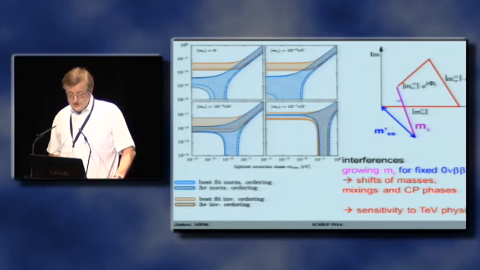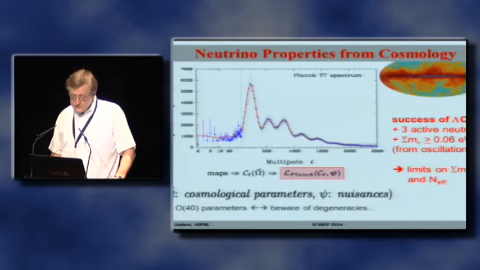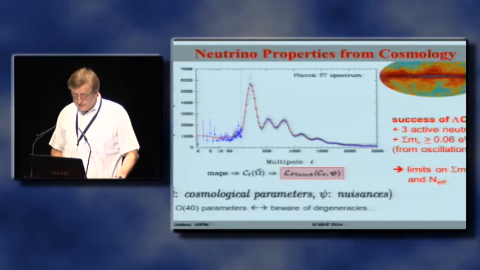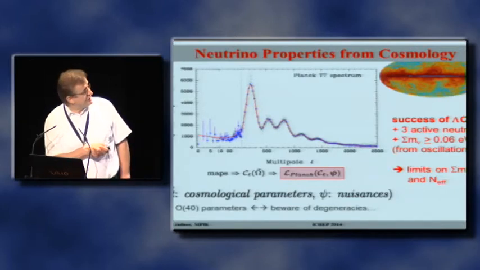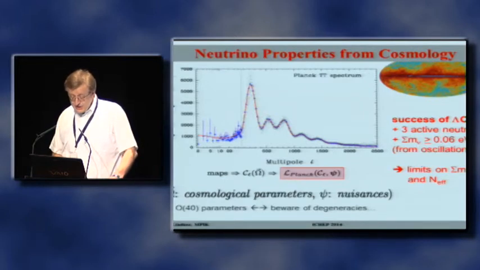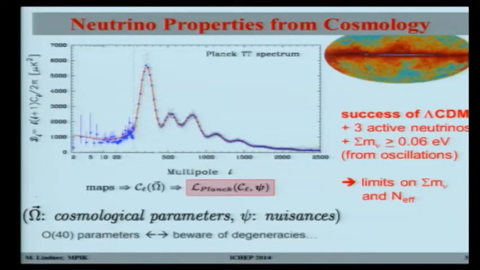I have only a few minutes left, but there's more physics to say. I want to spend the rest of the time on neutrino masses and properties from cosmology. We have all seen these very spectacular CMB maps from WMAP and Planck. They can be put in this kind of chart where you show the power spectrum as a function of the multipole L, and it's a huge success of the lambda CDM model with 3 active neutrinos included, and with a sum of neutrino masses, which from oscillations is larger than 0.06 electron volt in normal ordering. But of course, it also means if you distort the sum of neutrino masses, or if you change the number of effective neutrinos too drastically, it will show up in these kinds of fits, and you would know.